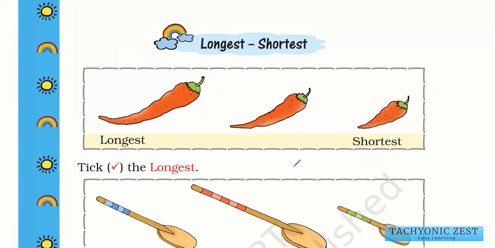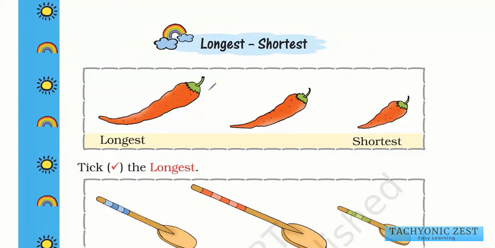So next is longest, shortest. Longest, shortest again comes in comparison. So if there are more than one objects given, then they will ask us to tell which is the longest and which is the shortest among them. So that we have to find out.